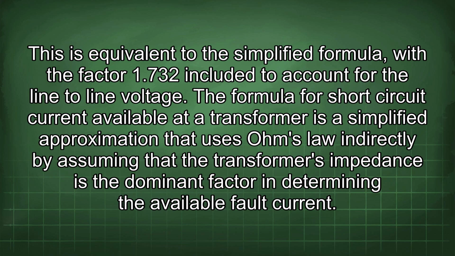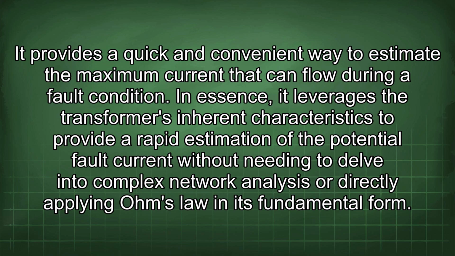The formula for short-circuit current available at a transformer is a simplified approximation that uses Ohm's law indirectly by assuming that the transformer's impedance is the dominant factor in determining the available fault current. It provides a quick and convenient way to estimate the maximum current that can flow during a fault condition. In essence, it leverages the transformer's inherent characteristics to provide a rapid estimation of the potential fault current without needing to delve into complex network analysis or directly applying Ohm's law in its fundamental form.